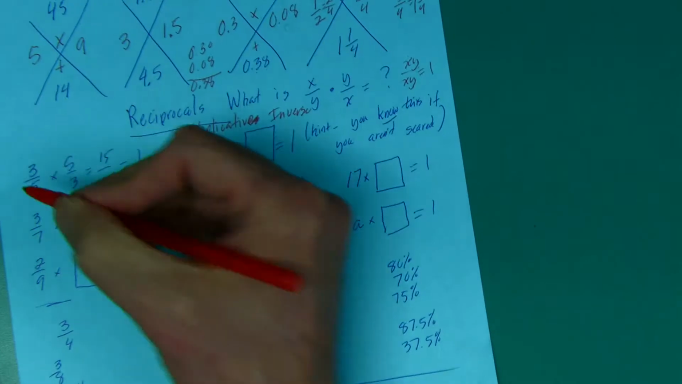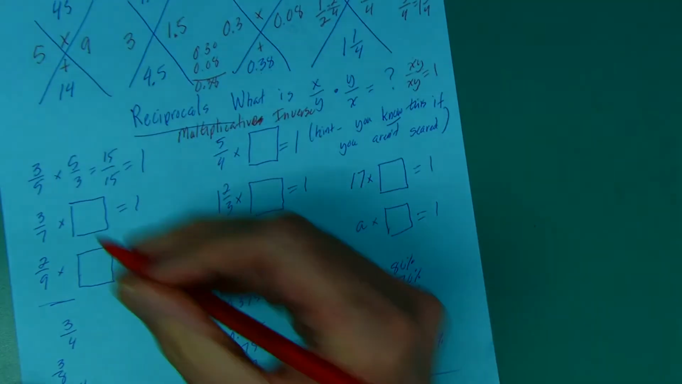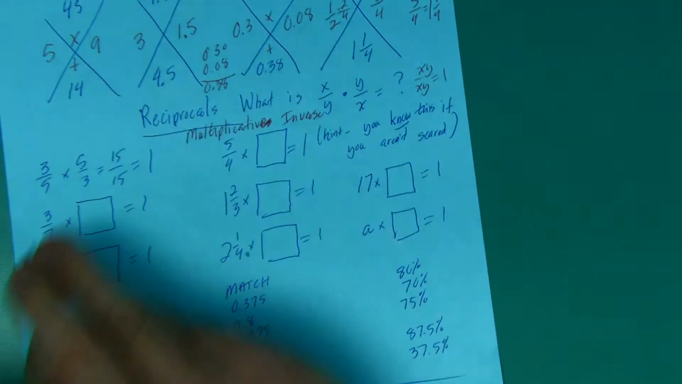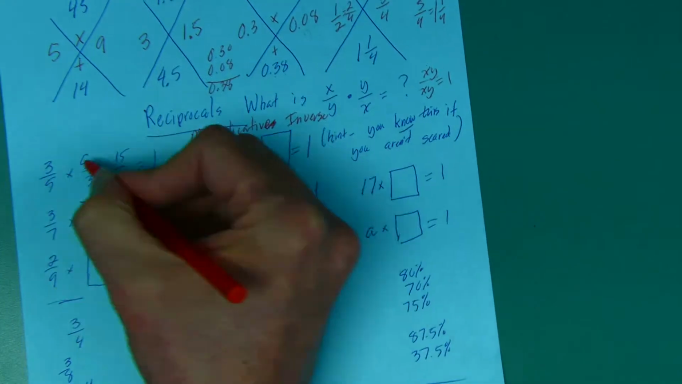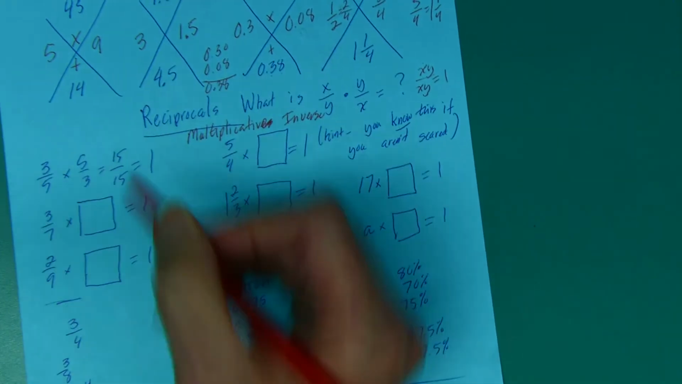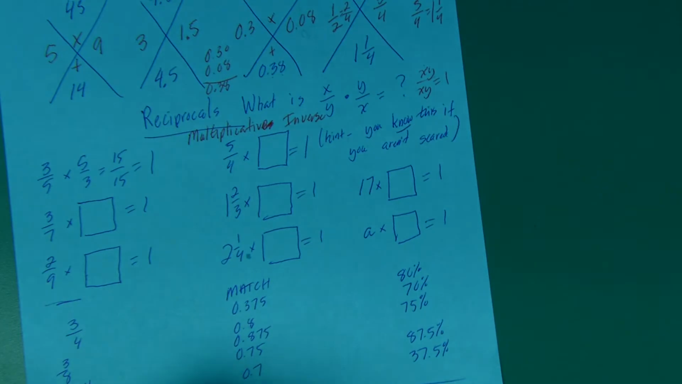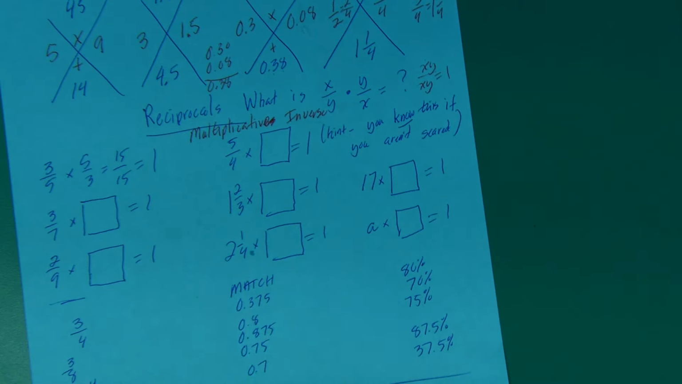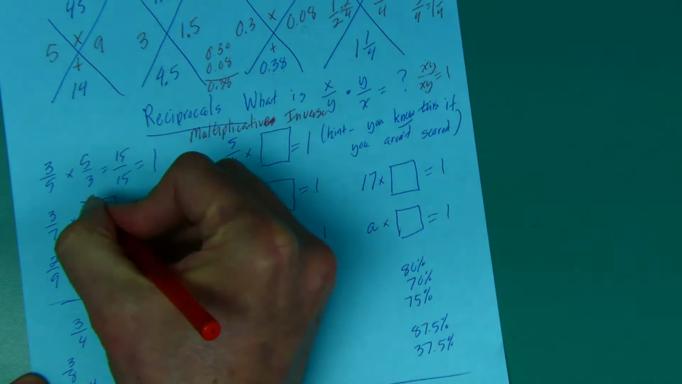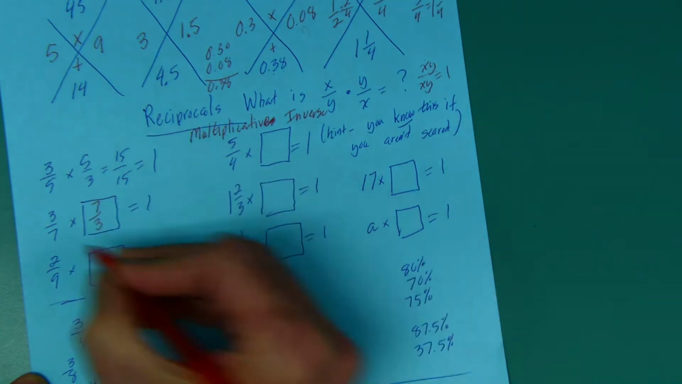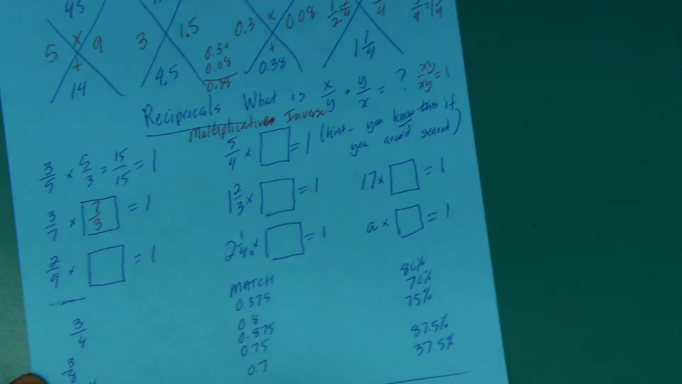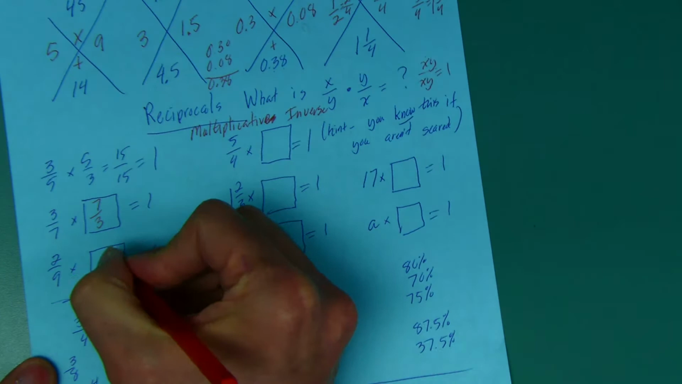Okay, so 3 over 5, the multiplicative inverse of 3 over 5 is 5 over 3. It's that number like flipped over, right? 3 times 5 is 15, and 5 times 3 is 15. So 15 over 15 is 1. What's the multiplicative inverse or reciprocal of 3/7? That's going to be 7/3, right? Because 3 times 7 is 21, 7 times 3 is 21. 21 over 21 is 1 whole. How about the multiplicative inverse or reciprocal of 2/9?